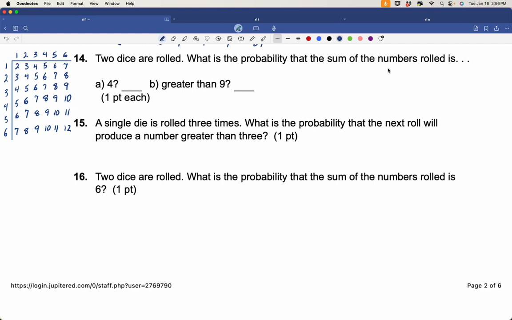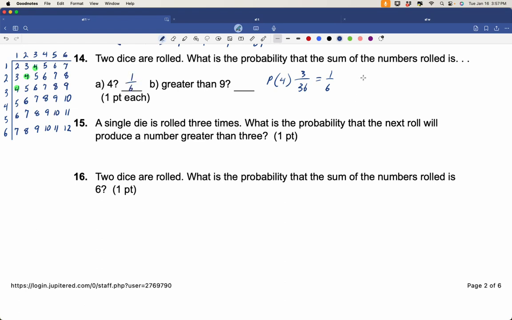So what is the probability that the sum of the numbers rolled is 4? Let's get our highlighter and find all the 4s. 1, 2, 3. So we only have a 3 out of 36 chance that it'll be a 4. If we reduce that, we get 1 out of 6. So we have a 1 out of 6 chance of rolling a sum of 4.